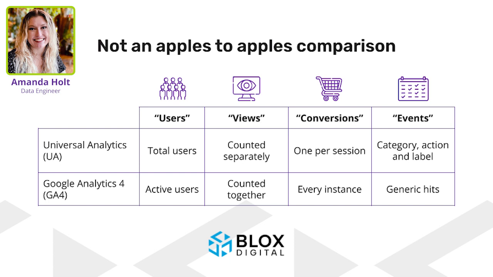Last but not least, let's look at events. In UA, events are characterized by category, action, and label. This is something more on the back end as far as how events are defined. In GA4, however, there's no concept of category, action, and label. Every hit is considered an event. It's a subtle difference, but it's a difference nonetheless, and it's going to impact your metrics.